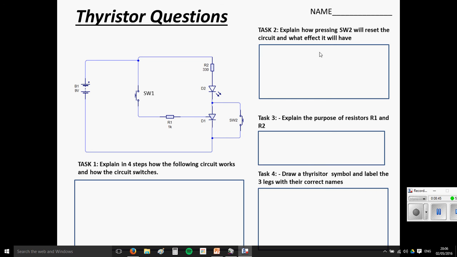Explain how pressing the switch resets it. Basically, if you could explain that short circuiting it cuts the power, the same as if you had an on and off switch, you'll get some marks.